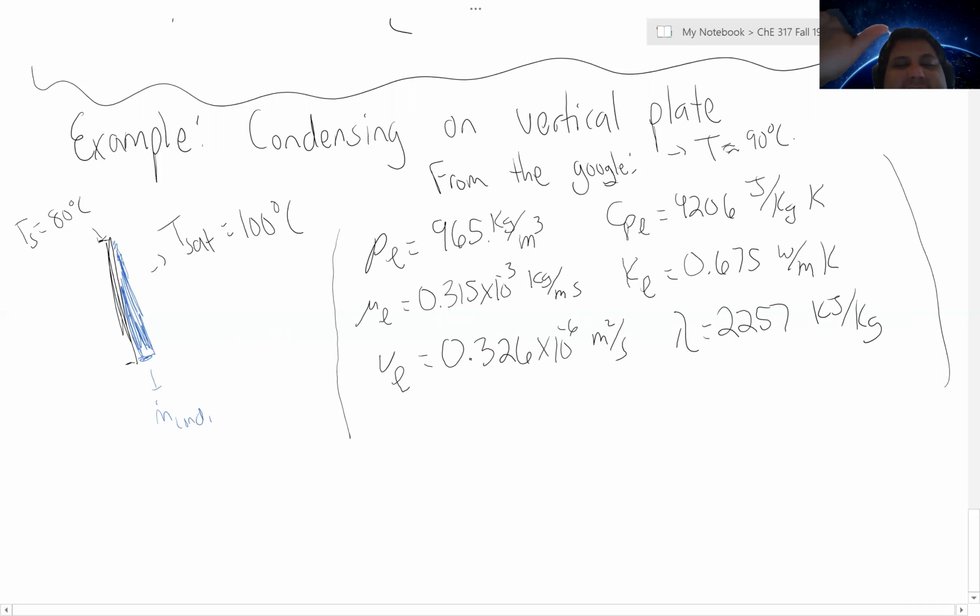You can kind of try to find an average. If you have a really large temperature gradient between Tsat and T sub S, I would maybe lean a little closer to Tsat depending on the size of the plate. So is this going to be an exact science? No. But like I said, we're trying to make reasonable estimations of what we can anticipate in a real process.